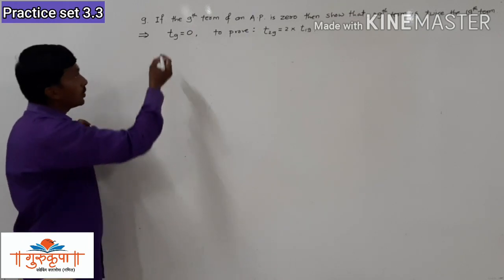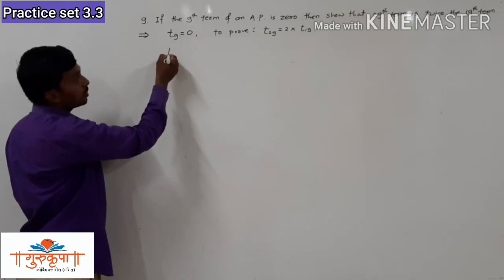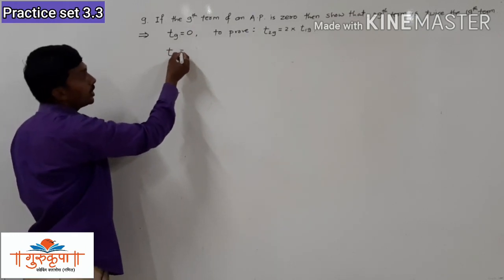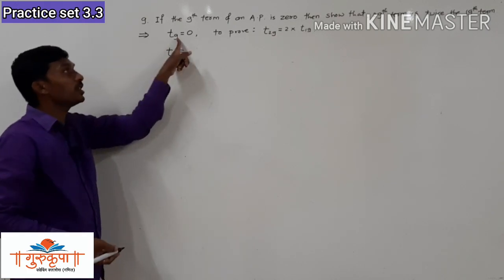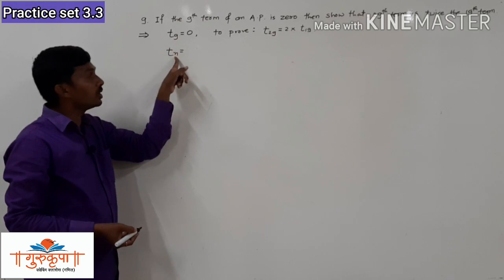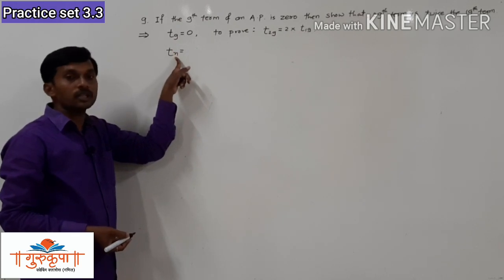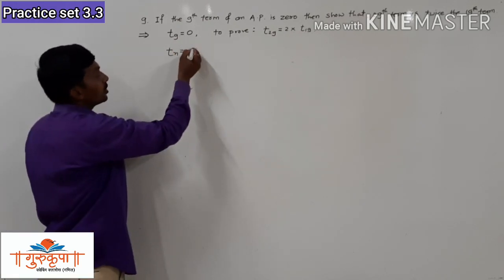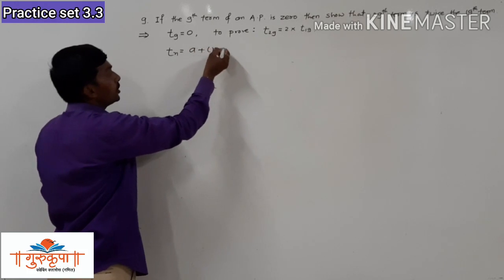So first we will use the information which we have been given. So we will write the formula for finding the general term. Since we know the 9th term, we will use the formula for finding the general term of an AP. That is Tn is equal to a plus n minus 1 into d.